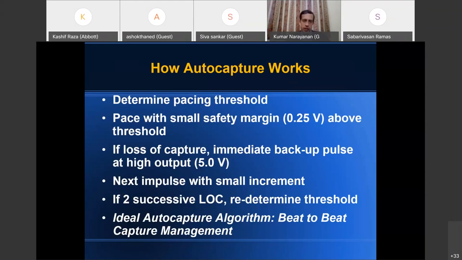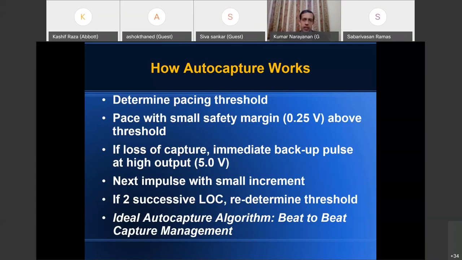Let's see how it works. So the device first determines the pacing threshold for that particular chamber. The threshold is determined, let us say it's 0.75 or 1 or 1.25 or whatever. Then it sets its output with just a minimal margin of safety, 0.25 volts, for the ventricle, and it paces at that.